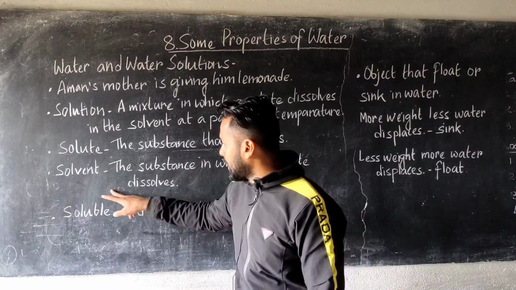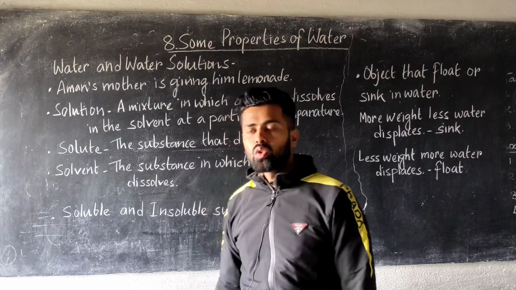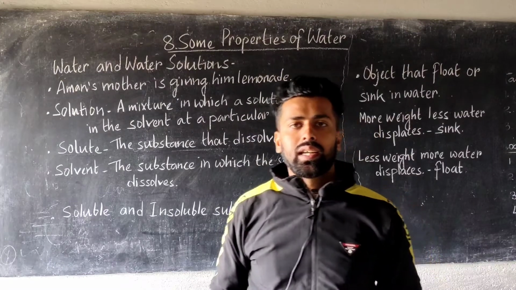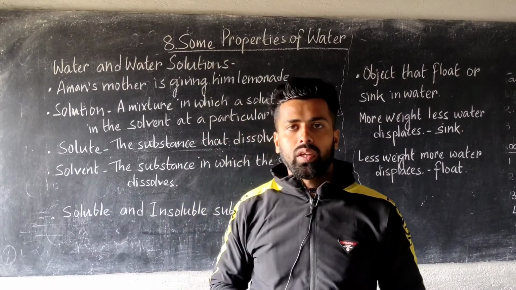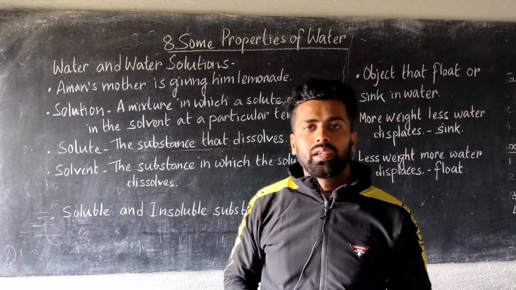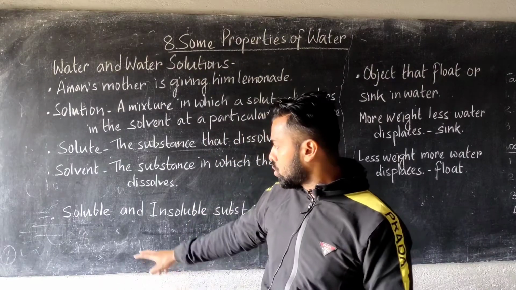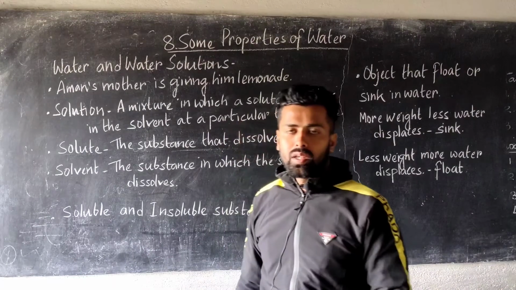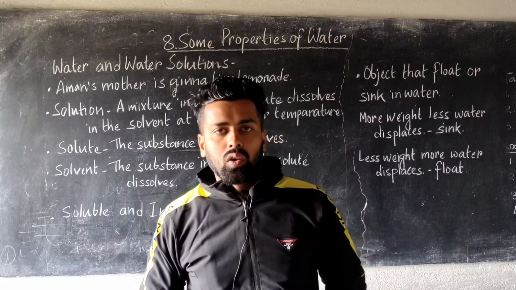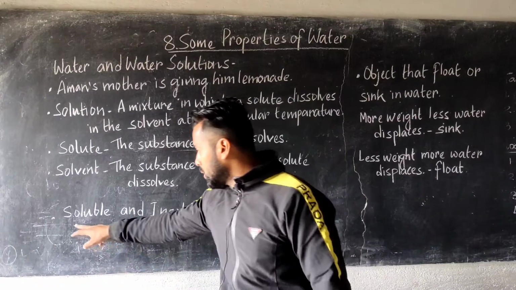Next is given soluble and insoluble substances. What are soluble substances? The substances that get mixed into water. Any substance that totally gets mixed into water or any kind of solvent will be a soluble substance. For example, sugar gets mixed in water or milk, and salt also gets mixed in water, so those are soluble substances.